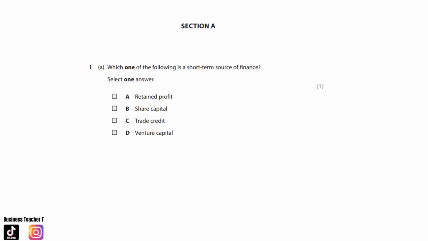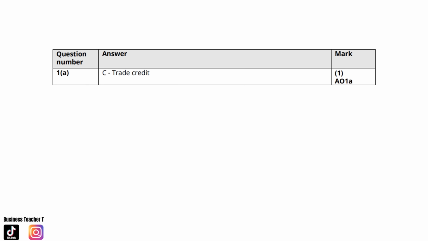Section A, so there isn't a case study associated with Section A. For Section A, we start off with a multiple choice question. Which one of the following is a short-term source of finance? Retained profit, share capital, trade credit or venture capital? I'll be showing you the answer shortly. And the answer is C, trade credit.